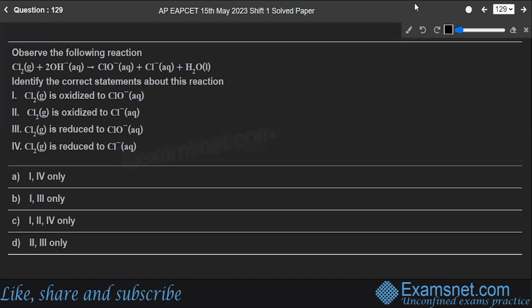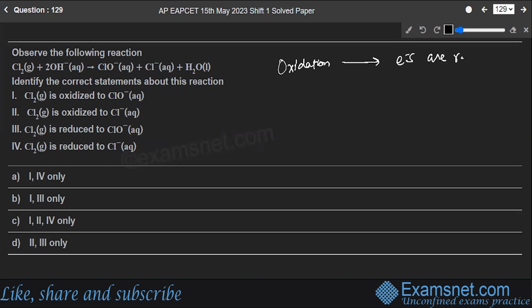Question 129, observe the following reaction and identify the correct statements about the reaction. So the reaction is chlorine gas and 2 hydroxyl ions aqueous gives you hypochlorite aqueous, chloride ion aqueous and water as a liquid. So the first one says chlorine gas is oxidized to hypochlorite aqueous. This is absolutely correct. See, what do you mean by oxidation and reduction? Oxidation says when electrons are removed.